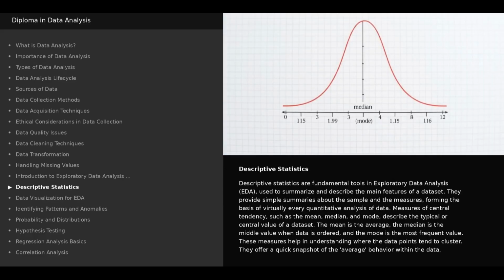Descriptive statistics. Descriptive statistics are fundamental tools in exploratory data analysis (EDA), used to summarize and describe the main features of a dataset. They provide simple summaries about the sample and the measures, forming the basis of virtually every quantitative analysis of data. Measures of central tendency, such as the mean, median, and mode, describe the typical or central value of a dataset. The mean is the average. The median is the middle value when data is ordered, and the mode is the most frequent value. These measures help in understanding where the data points tend to cluster. They offer a quick snapshot of the average behavior within the data.